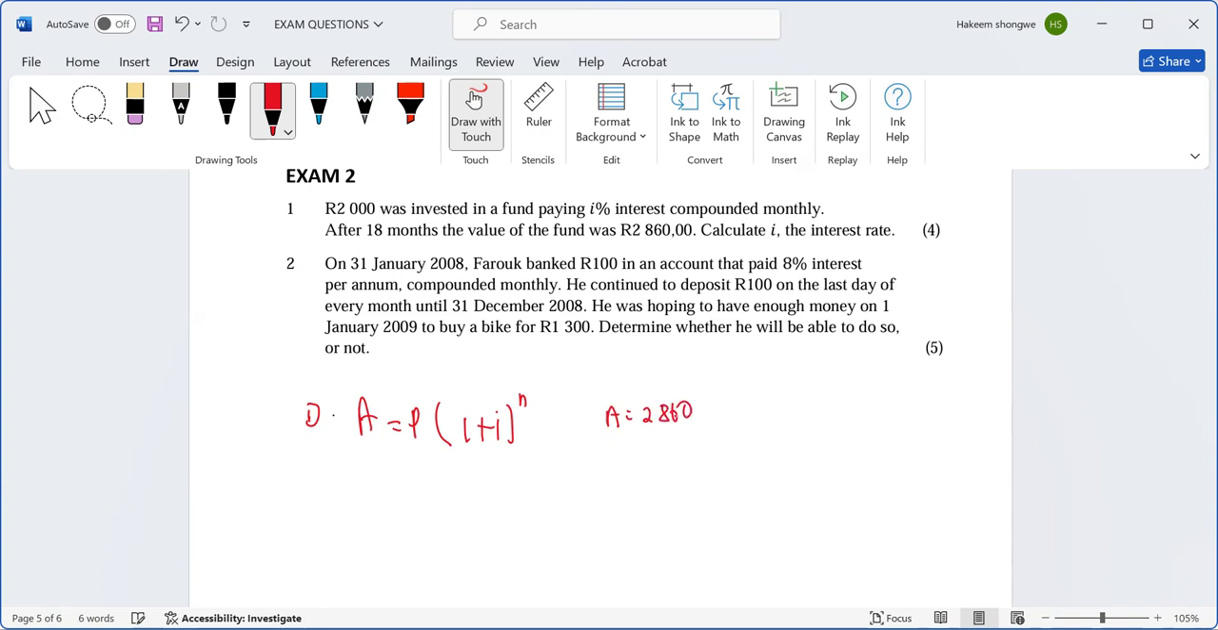We have our P as 2,000. We have our n as 18, and then our interest we divide by 12, we say I over 12, because it was compounded monthly. And then it's a matter of substitution and solving. So we substitute 2,860 equals 2,000 times (1 plus I divided by 12) to the power of 18, divide by 2,000 on both sides.